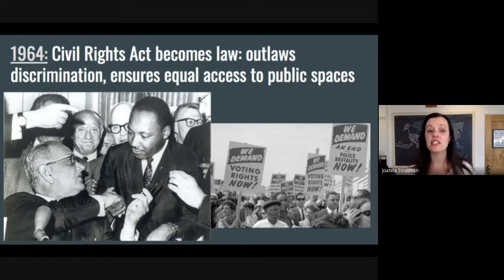In 1964, the Civil Rights Act becomes law, and this act outlawed discrimination and ensured equal access to public spaces. Here you can see Martin Luther King with the president who signed this in 1964, Lyndon B. Johnson. This law was very important to make sure things like voting was an equal right for all Americans, no matter the color of their skin.